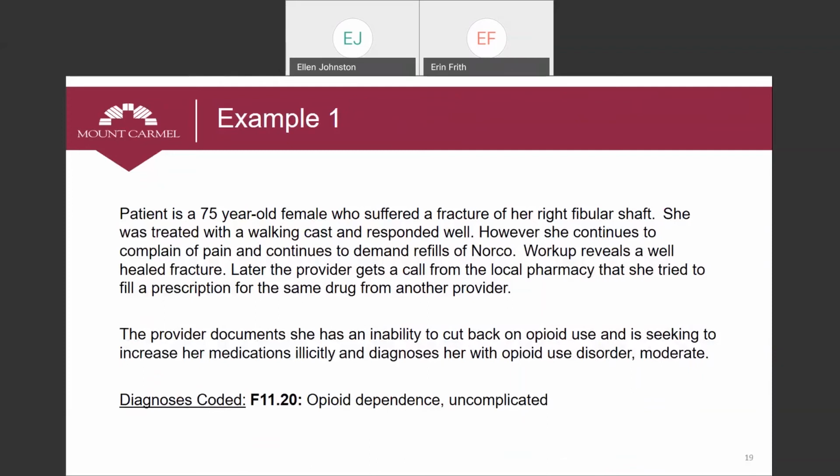Our first example is a 75-year-old female who suffered from a fracture of her right fibular shaft. She was treated with a walking cast and responded well. However, she still continues to complain of pain and demands refills of Norco. Workup reveals a well-healed fracture. Later, the provider gets a call from the local pharmacy that she tried to fill a prescription for the same drug from another provider. The provider documents she has an inability to cut back on opioid use and is seeking to increase her medications illicitly, and diagnoses her with opioid abuse disorder moderate. The appropriate ICD-10 code for this scenario would be F11.20, opioid dependence uncomplicated.